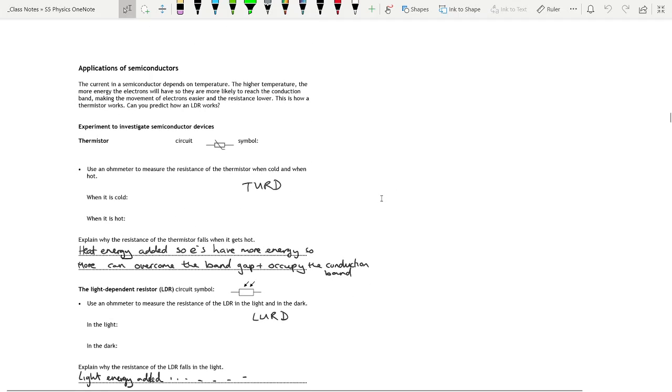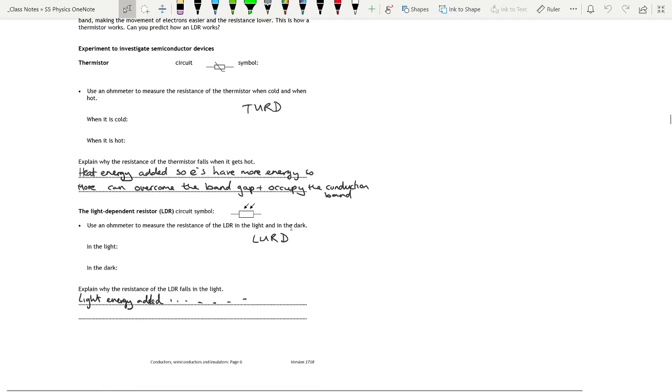Applications of semiconductors: temperature-dependent resistors and light-dependent resistors, so thermistors or LDRs. We know that for these, temperature up, resistance down; light up, resistance down. What's happening is if you increase the temperature, you're giving some of the electrons extra energy, in this case thermal energy. So they've got more energy and can overcome the band gap, occupy the conduction band and therefore start conducting. And again, with light, if you supply light energy, you're giving the electrons extra energy so they can overcome the band gap and start to conduct.